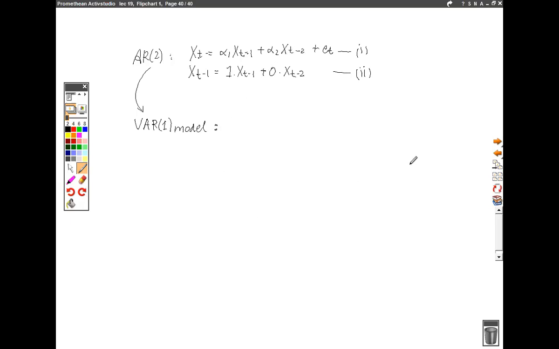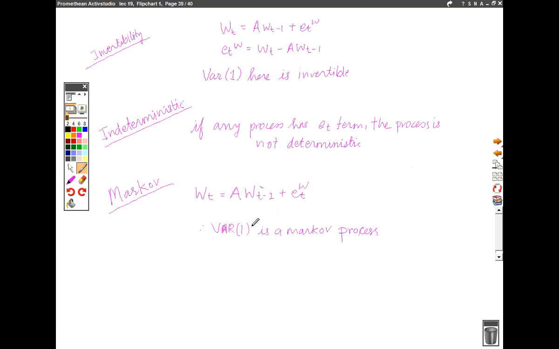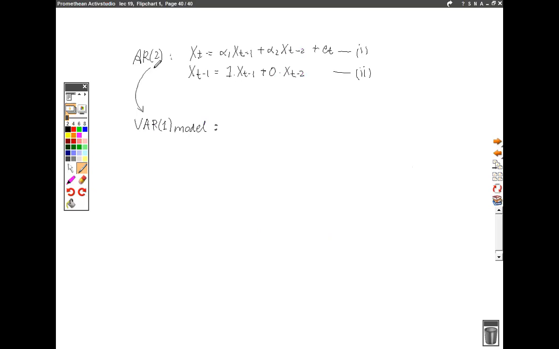So I know that if I have a VAR model with P as 1, it will always be a Markov process. So maybe if I can rewrite my AR2 model as a VAR1 model, I can allow it to follow the Markov property, right? So how is it that I can rewrite this now? So what I will do is I will just write xt here and xt minus 1 here. So this is one vector that I have, and I will just write this as WT.